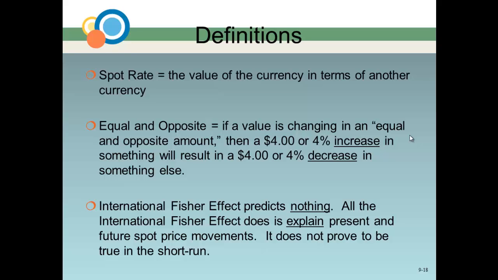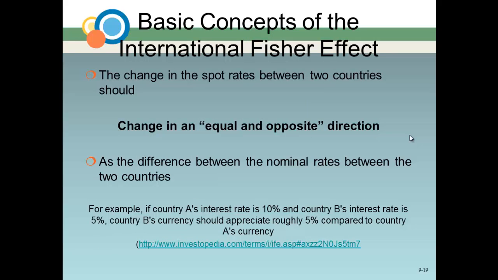So let me emphasize one point regarding the international Fisher effect. The theory predicts nothing. All it does is explain present and future spot price movements. It does not prove to be true in the short run, but it does prove to be true in the long run. So the concept behind the international Fisher effect is rather simple, even though that paragraph sounds a lot more complicated than what it truly is.